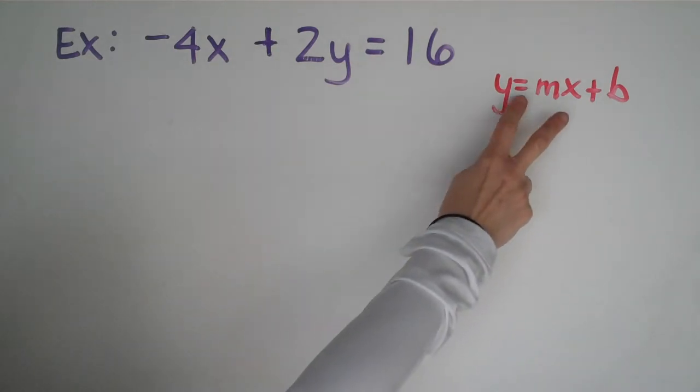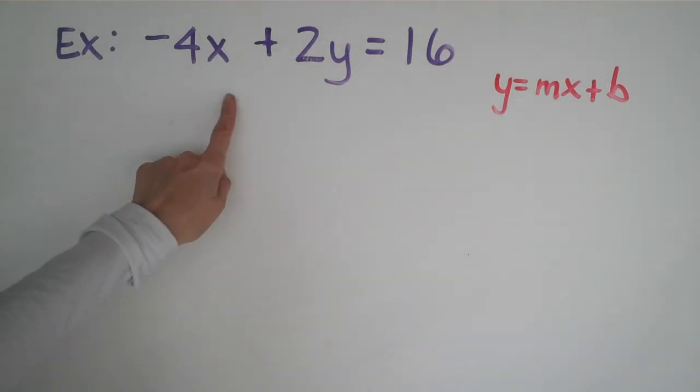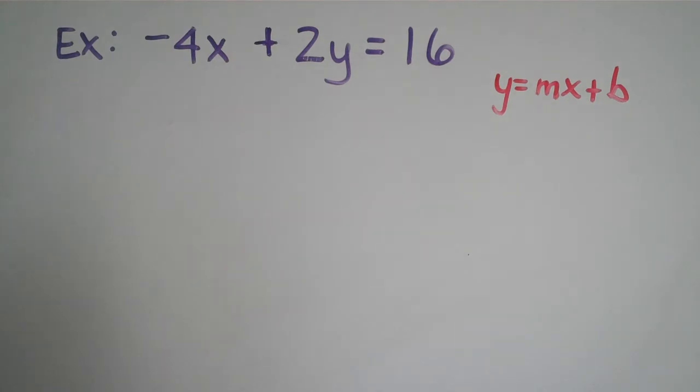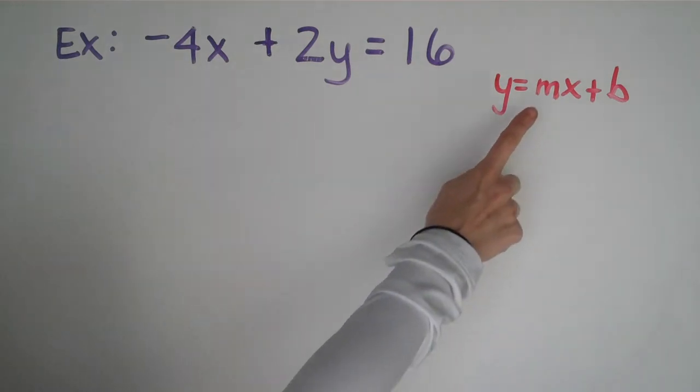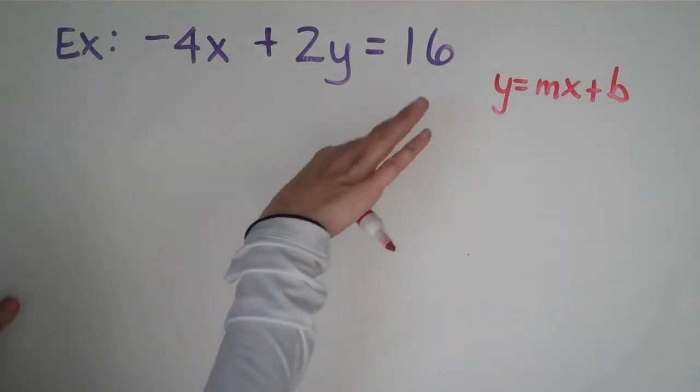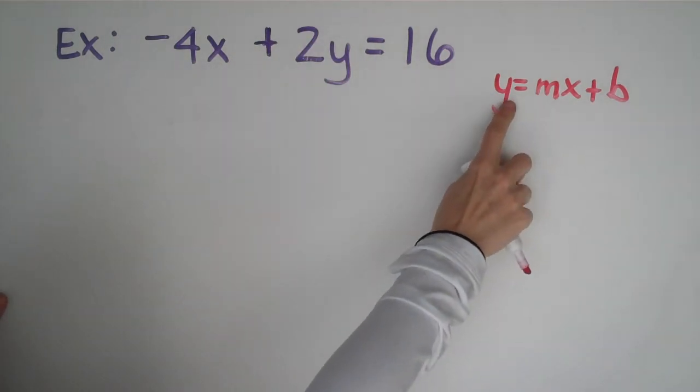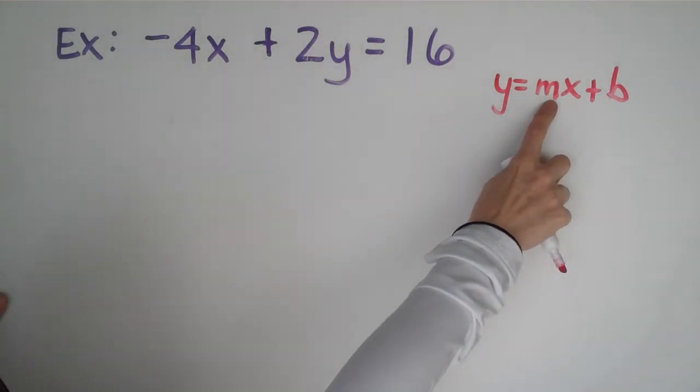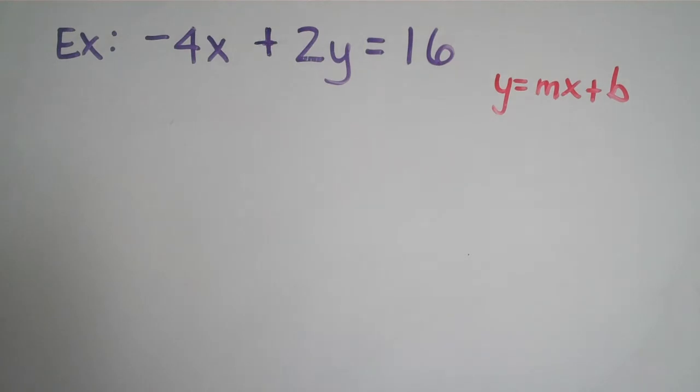Well, sometimes it doesn't look as neat as that. Sometimes it looks something like this. In this example, it's negative 4x plus 2y equals 16. We want to get it to look like y equals mx plus b. So what we have to do is basically move things around so that we can get the y alone and have it in the form mx plus b on the right.